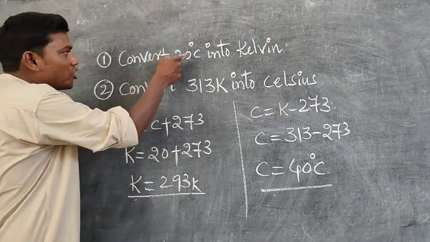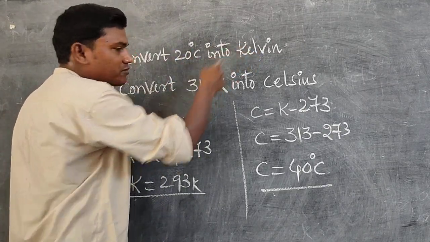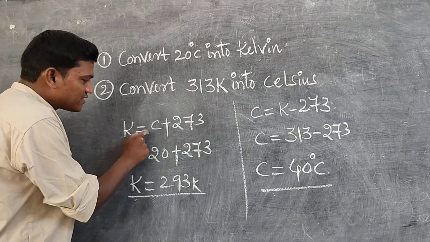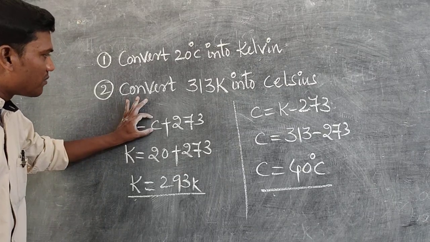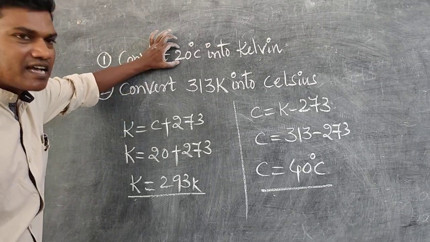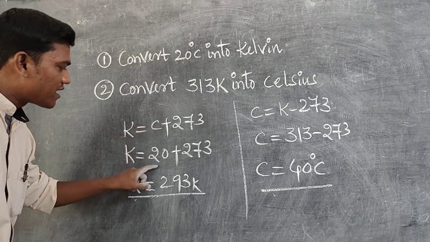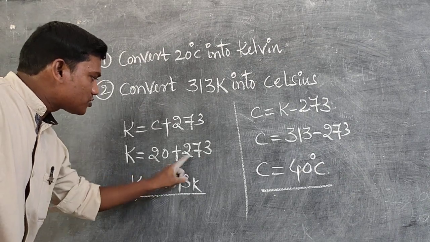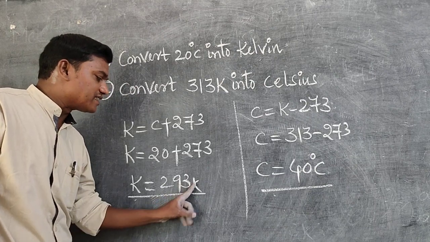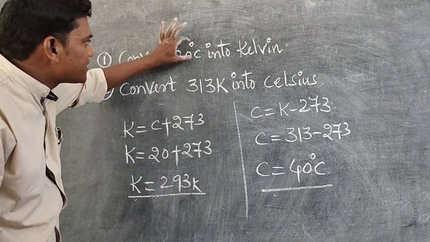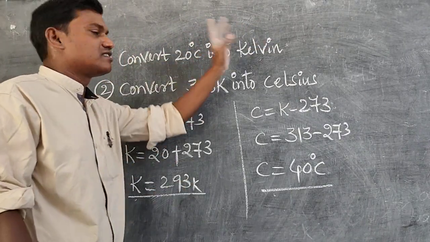Now come to that. In our question, 20 degrees Celsius is to be converted to the Kelvin scale. That's why K equals C plus 273. This is our formula. C is the temperature value in Celsius. The given value is 20 degrees Celsius, so in place of C we write 20. 20 plus 273, then add. What is the final answer? 293 Kelvin. So 20 degrees Celsius is equal to 293 Kelvin on the Kelvin scale.